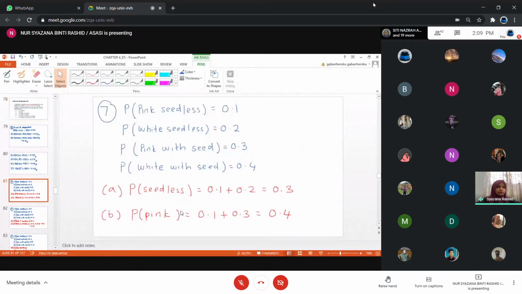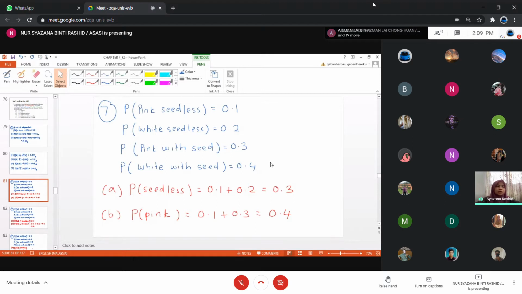Before I do the solutions, the red colour is my solution. In the table above, I transferred the percentages into probability. Earlier there were 10%, 20%, 30%, 40%. So I change them into probability, and it becomes 0.1, 0.2, 0.3, 0.4.